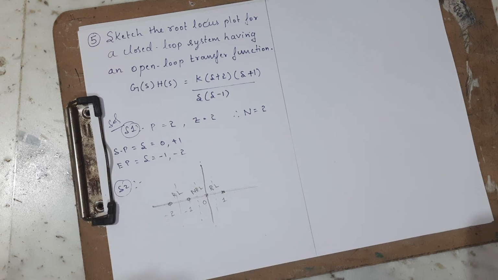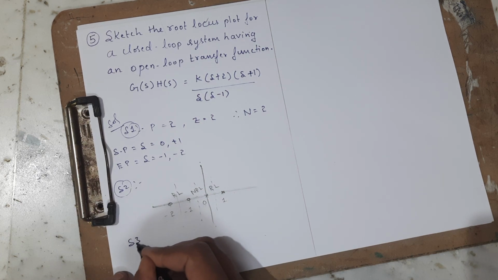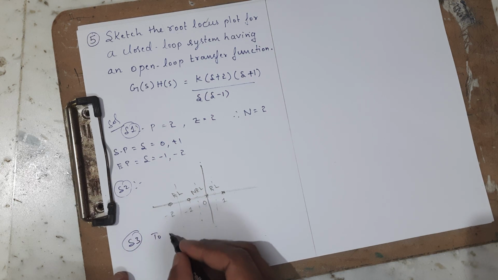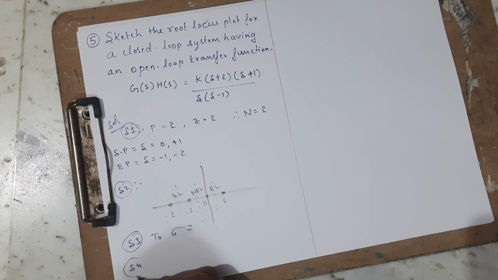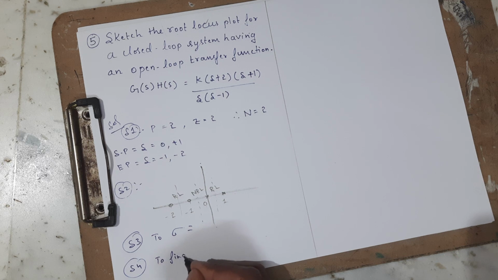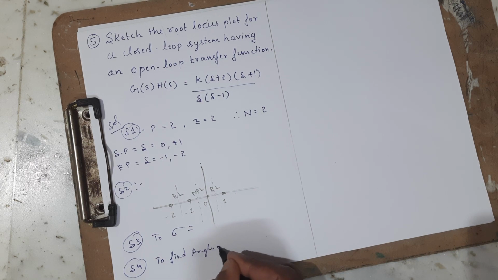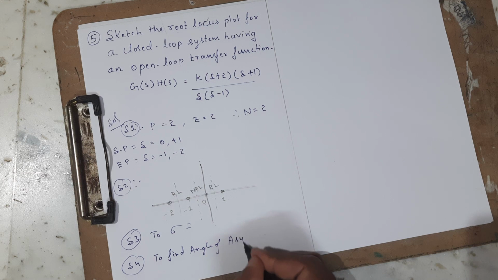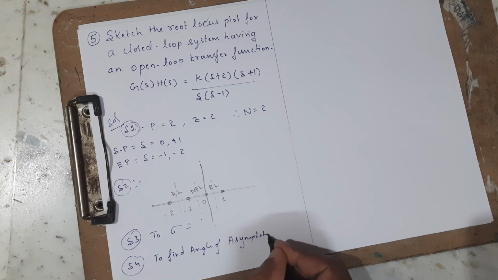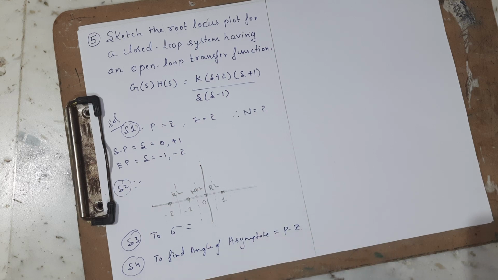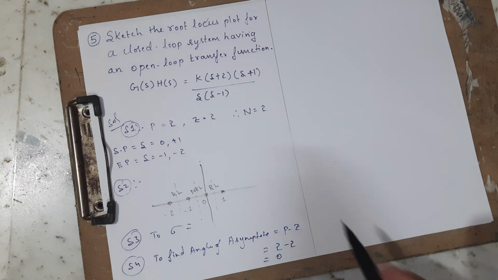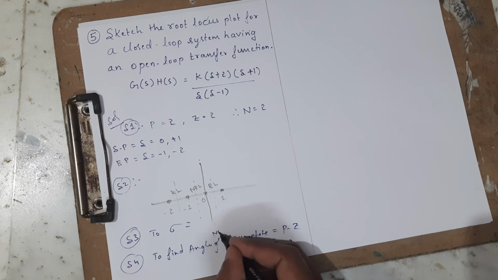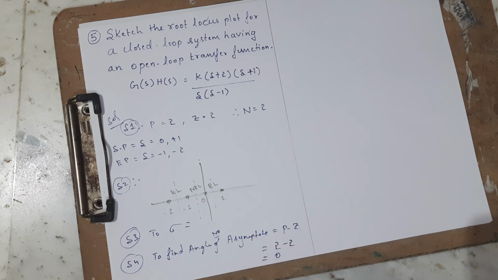Next one, step number 3, to find the centroid. And step number 4 is to find the angle of asymptotes. To find the angle of asymptotes, that is equal to what? P minus Z. What is P? 2. What is Z? 2. So therefore the number of asymptotes is equal to 0. This is to find out the number of asymptotes, that is P minus Z, which is 0.